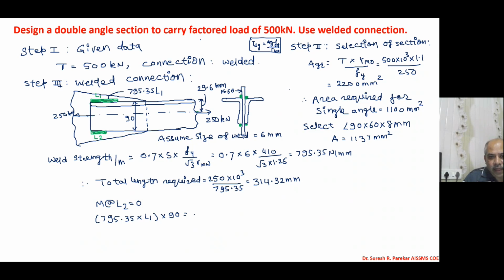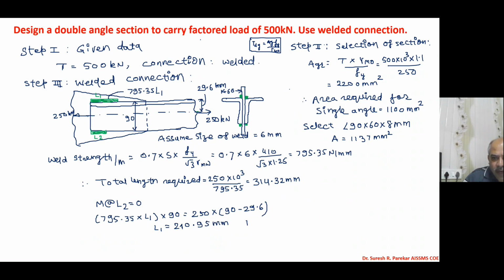So equal to 250 into 90 minus 29.6, and we will get the value of L1, that is equal to 250 into 90 minus 29.6 divided by 795.35. 250 to the power 3 into 90 minus 29.6 divided by 795.35 divided by 90, and it comes to 10.95 millimeters.